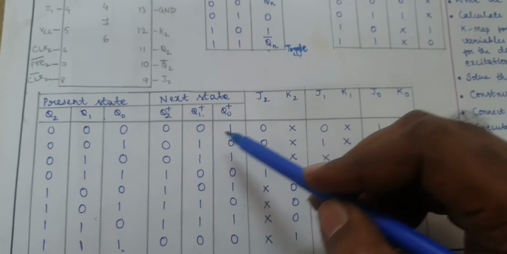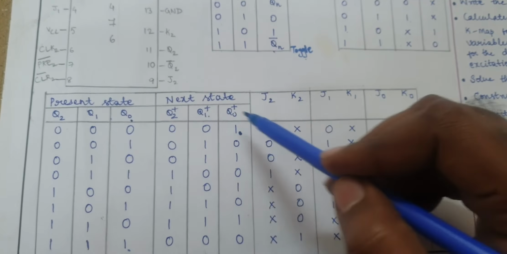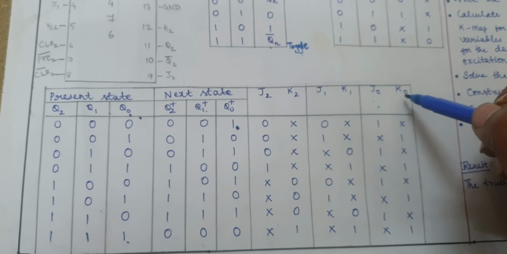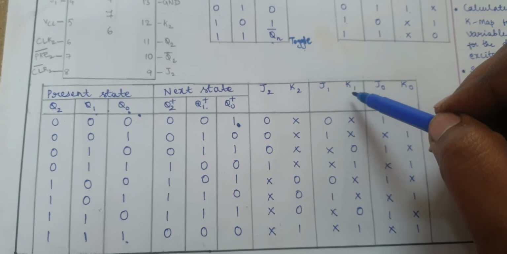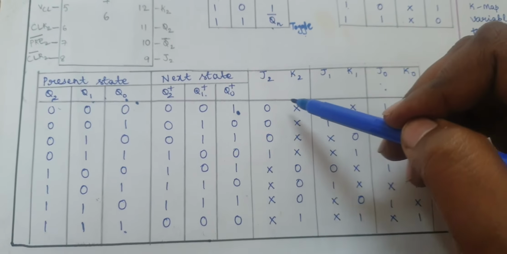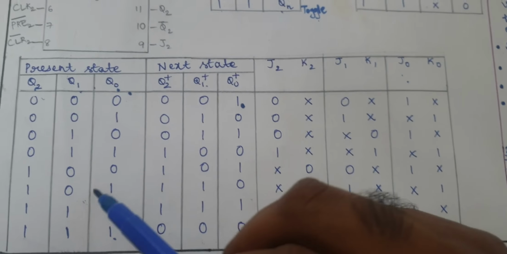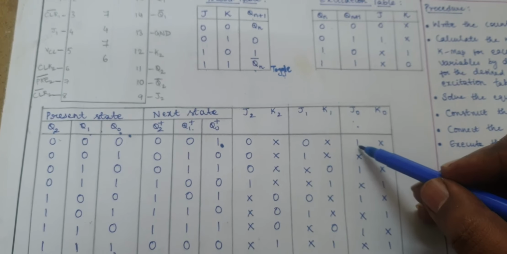If it is 0, 1, what is my J0 and K0 value? For Q0, it is J0 and K0. For Q1, it is J1 and K1. For Q2, it is J2 and K2. Now, observe only your Q0 value. It is 0, 1. What's the value associated with 0, 1? For 0, 1, it is 1, don't care.